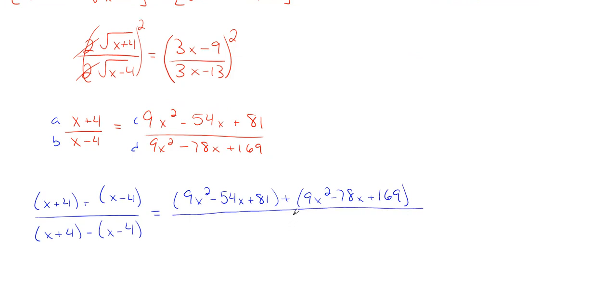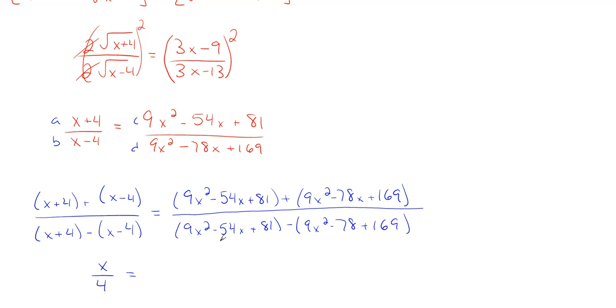And then all that's divided by pretty much the same thing, just switching out the plus and minus sign here. So 9x squared minus 54x plus 81 minus 9x squared minus 78 plus 169. Okay, so simplifying this down, the right side actually drops pretty easily. This becomes x over 4. All right, so we're almost getting x isolated here, so we're getting there.